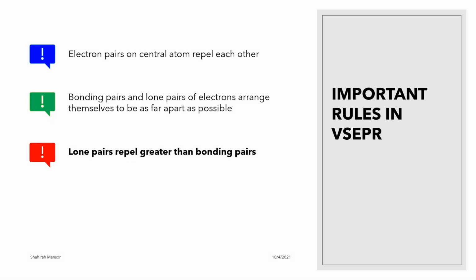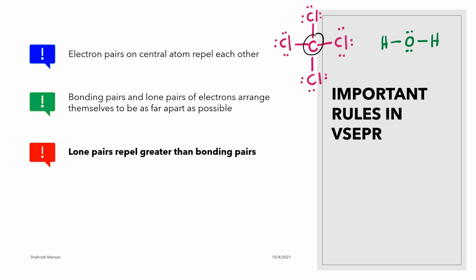Here are the important rules in VSEPR. In discussing these rules, let's take CCl4 and the water molecule as examples. In CCl4, the carbon atom is the central atom and we have 4 bonding pairs around this central atom. How do we get 4? You can count from the number of covalent bonds there. When there are 4 covalent bonds, it means we have 4 bonding pairs around the central carbon atom in CCl4.